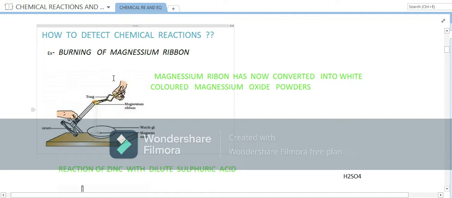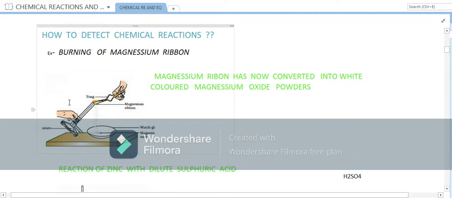So here are some examples. I have taken this example from a book so that this will be easy for you, and as well as this will be helpful for your exams. So first one is burning of magnesium ribbon.